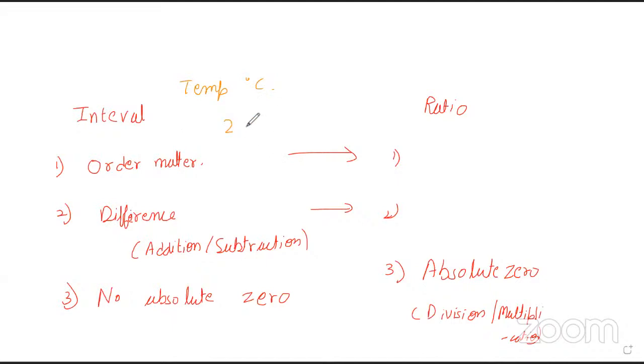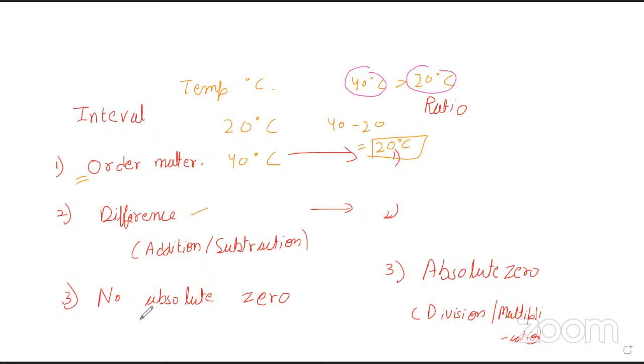So suppose consider these two observations, 20 degrees Celsius and 40 degrees Celsius, right? So here you can order them. You can say that obviously 40 degrees Celsius is more than 20 degrees Celsius. Difference, yeah, you can obtain a meaningful difference between them. The difference between them is 20 degrees Celsius. It is a meaningful subtraction we can do over here. But we cannot perform multiplication or division over here, right? Because you cannot say that 40 degrees Celsius is twice as hot as 20 degrees Celsius.